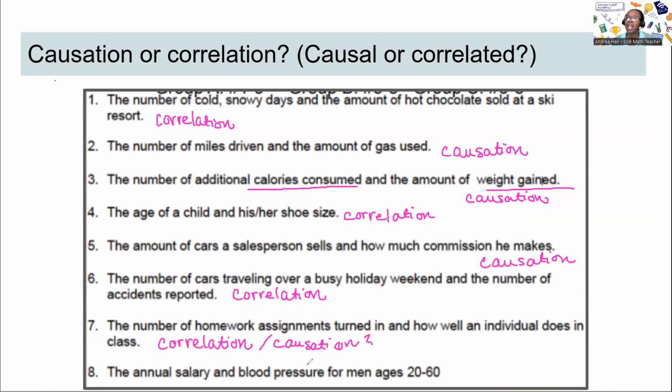And then the annual salary and the blood pressure of men in ages 20 to 60, there's a correlation, very interesting correlation, but not necessarily a causation.